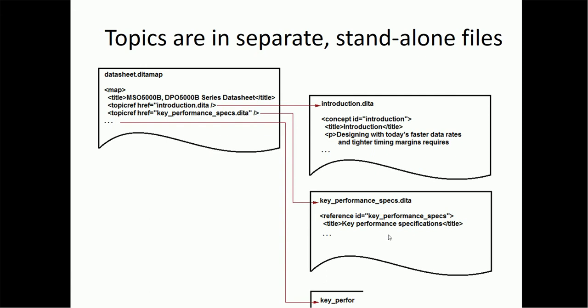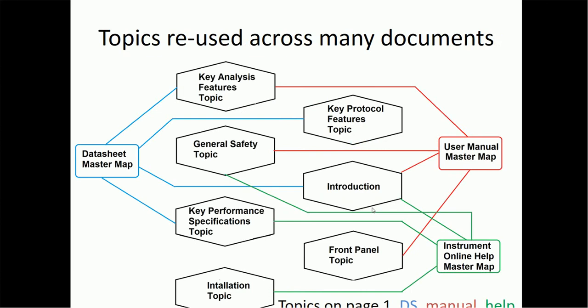So topics are separate standalone files. So we have a single map that calls the introduction, the key performance specs, and other things. So then it goes out and it finds the introduction.dita file, the key_performance_specs.dita file, and all of these are floating around in the repository.